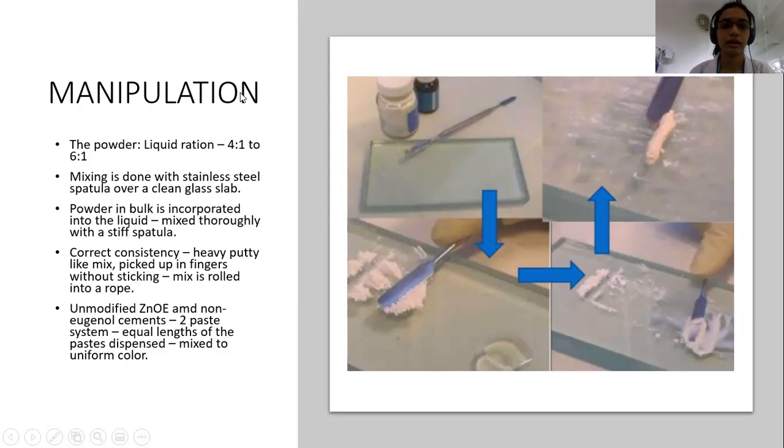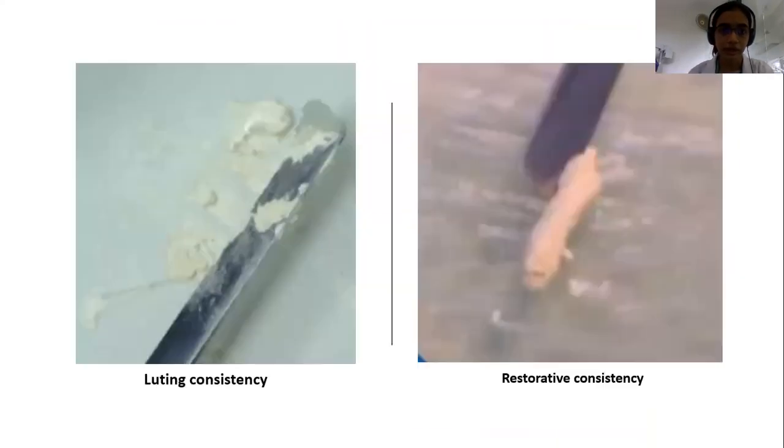So zinc oxide eugenol is used as a temporary luting and as a temporary restorative material. For luting, the powder liquid ratio is 4:1. The desired quantity of powder is taken. It depends upon the number of provisional crowns which we are going to cement, and a small amount of liquid is taken. The bulk of the powder is incorporated into the liquid. The cement is mixed in a circular motion. The final luting consistency will be like this.